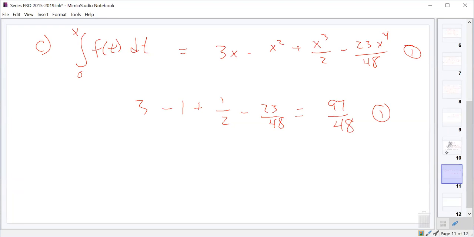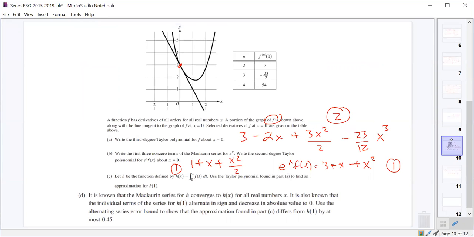Then part D said we know that the series for H converges for all real numbers. It's known that they alternate in sign, they decrease in absolute value. Use the alternating series error bound to show that your approximation from part C differs from H of 1 by at most 0.45. So that means, since it's an alternating series, we're going to need to use the next term. So what is our next term there for H?